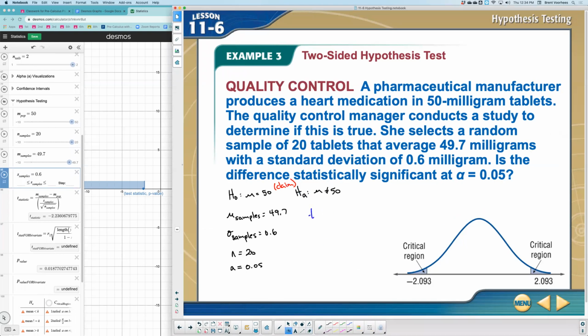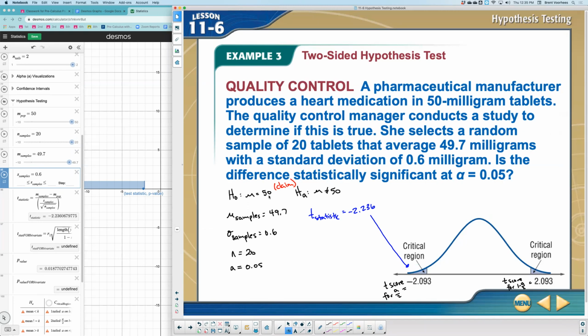So here, the test statistic is negative 2.236, which falls in the critical region. So since it's less than 30 samples, this is the t value. It's the t-score for alpha divided by 2. And this is the other t-score, for 1 minus alpha divided by 2 is how you get that one.